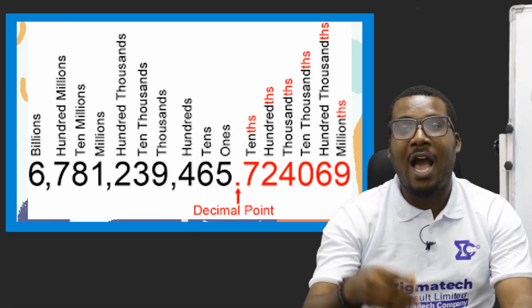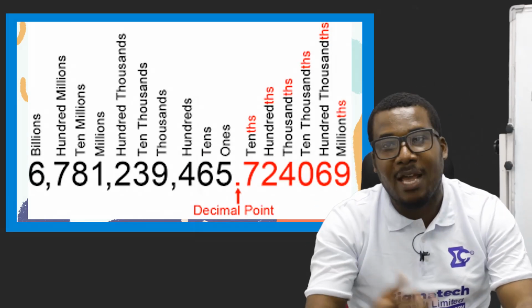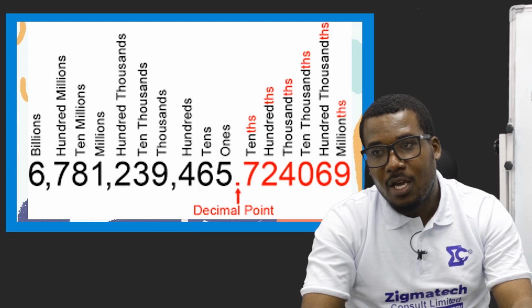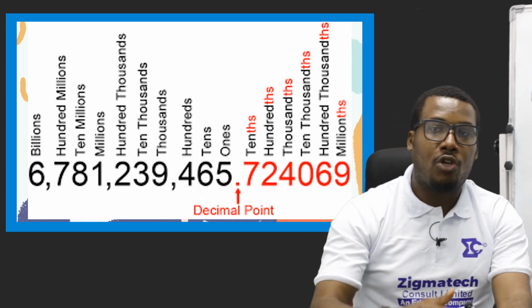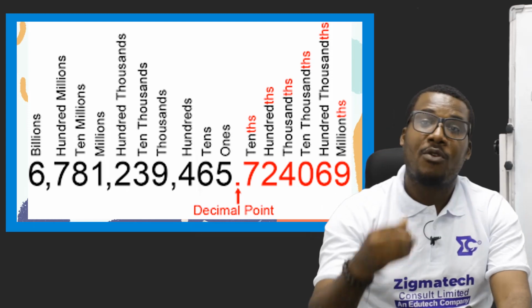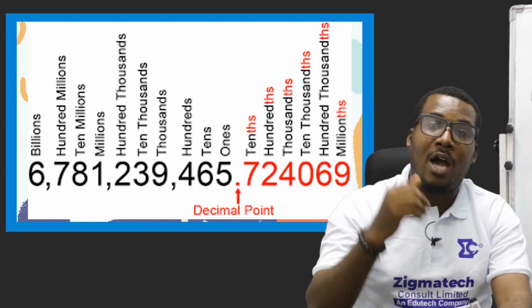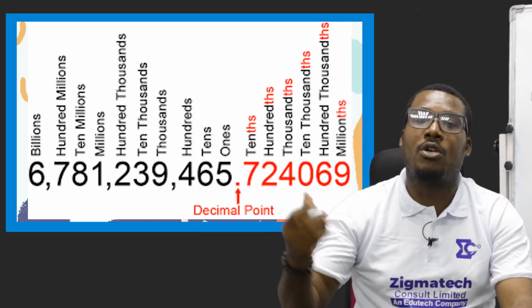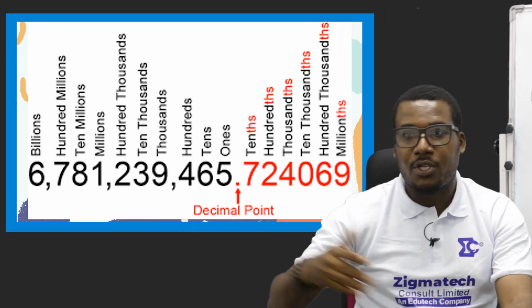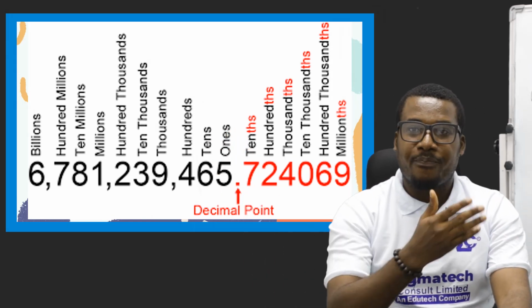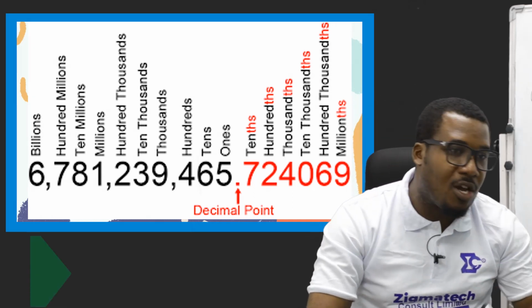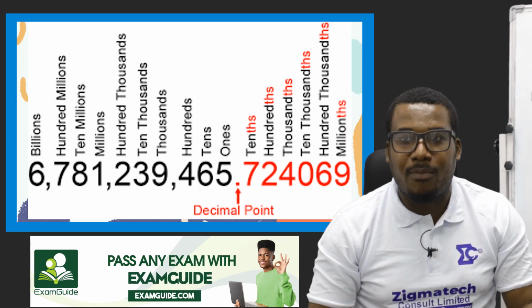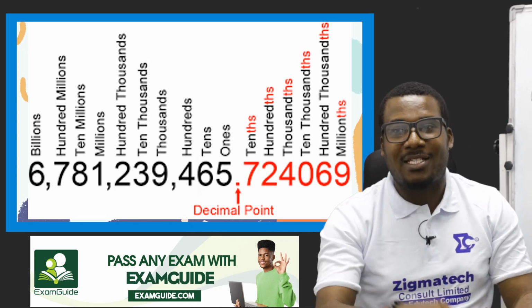It goes to the point that we even have the tens of millions, the hundreds of millions, and the billions. It goes as far as the trillions, the quadrillions, the quintillions, the sextillions, the septillions, octillions, nonillions, and the decillions. So you must understand that every number, as long as it's feasible and countable, has a place value.